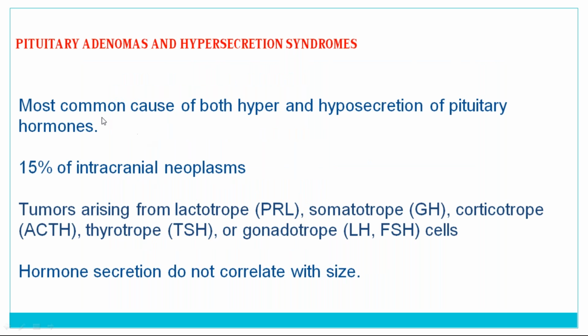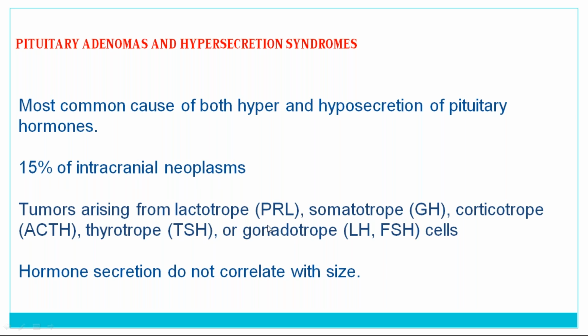The most common cause of both hyper and hyposecretion of pituitary hormones is pituitary adenoma. Hypopituitarism is due to pituitary adenoma through mass effect. Hypersecretion of the pituitary hormones is also due to adenoma, due to hypersecretion of the hormone. So for both hypo and hyperpituitarism, the most common cause is pituitary adenoma. It includes 15% of the intracranial neoplasms.